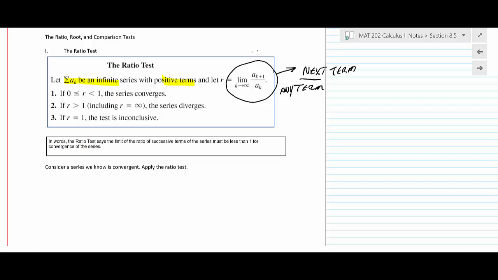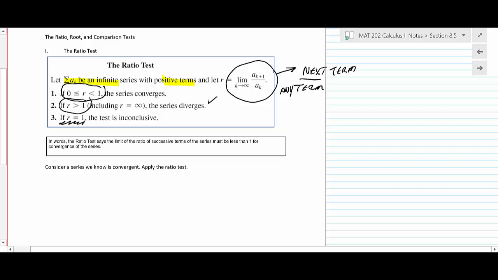And it turns out that when you take the limit of this ratio, this is how you establish the convergence. If the value of this limit is between 0 and 1, including 0, then it's going to converge. Otherwise, it's going to diverge. If r is greater than 1, you're going to diverge. And then r equal to 1 is the weird one, where it's going to be inconclusive.